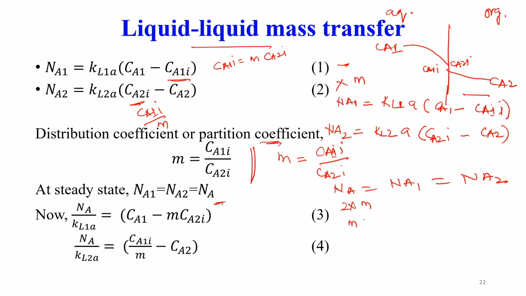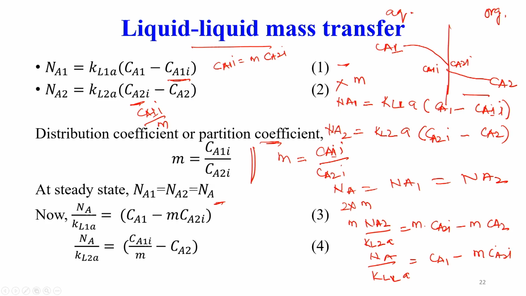So, this becomes M into Na2 divided by KL2 A equals, we are multiplying with M. So, this becomes M into Ca2i minus M into Ca2, and what is equation 3 is Na divided by KL1 A equals Ca1 minus M into Ca2i, and if you add these two, so basically this interface concentration will be cancelled out.